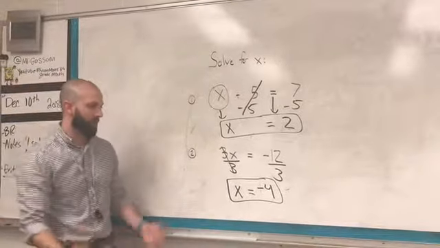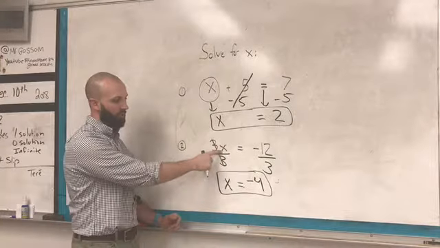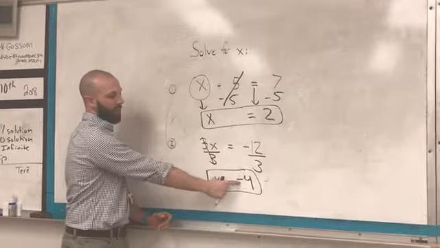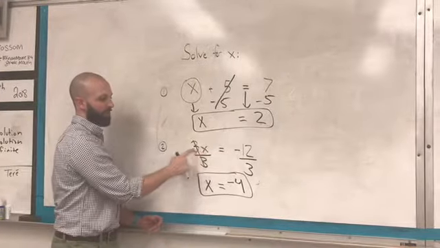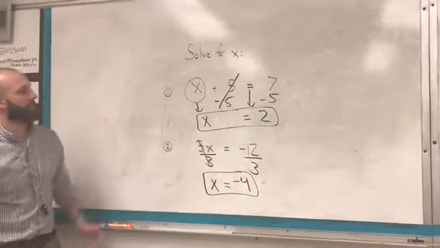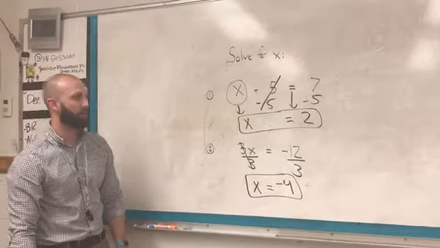Now, if you want to double check yourself, you can take your answers and plug them back into the original equation and see if it gives you the answer given. So in this case, if we plug negative 4 back in, negative 4 times 3 is negative 12, and that works. So that's how you do the basic one-step equations. So now you know more.